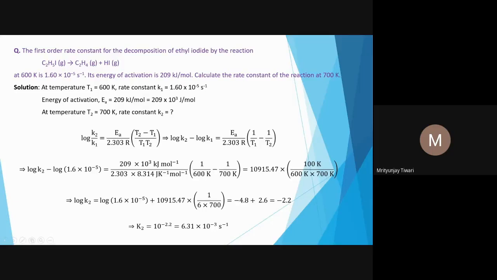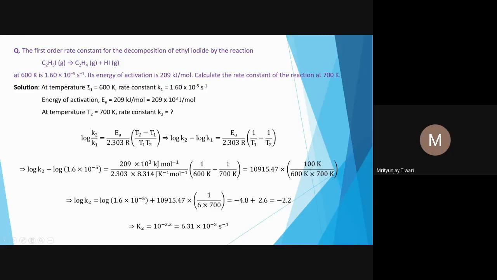So calculate the rate constant of the reaction at 700 Kelvin. What we have to calculate is the rate constant at 700 Kelvin, and what is given is the rate constant at 600 Kelvin, and the activation energy is also provided. So the same method we will follow, the method that we use to calculate activation energy. In this case, the value of activation energy is given, but what is not given is the value of K2. So let's try to solve this question.